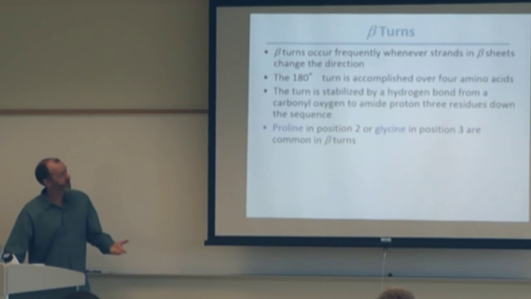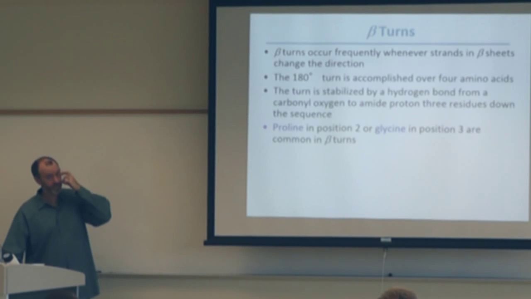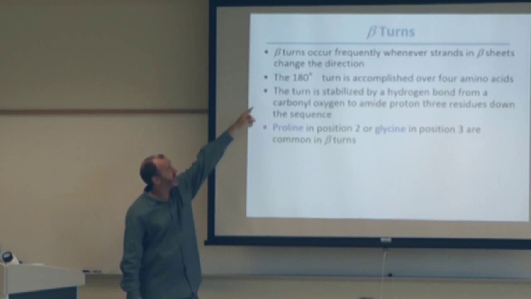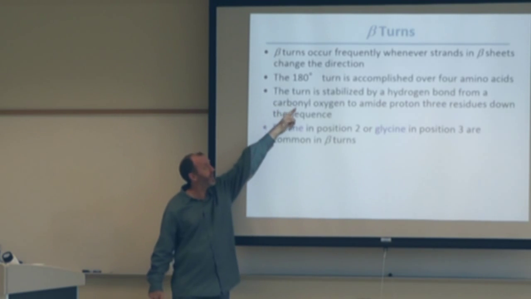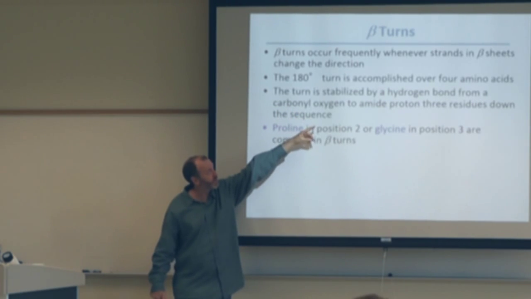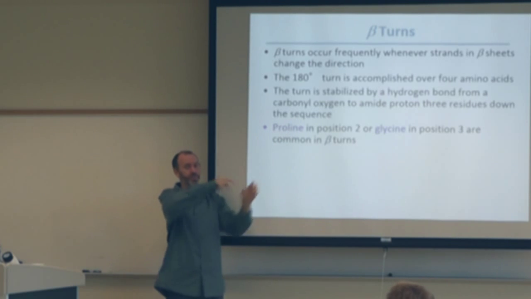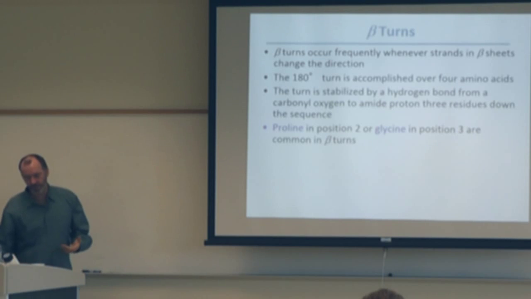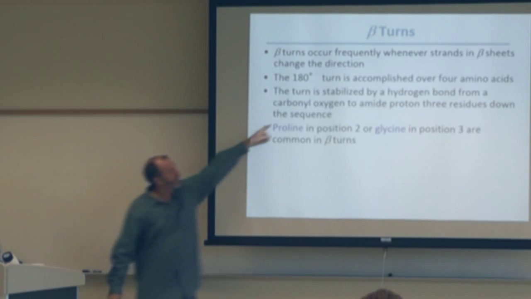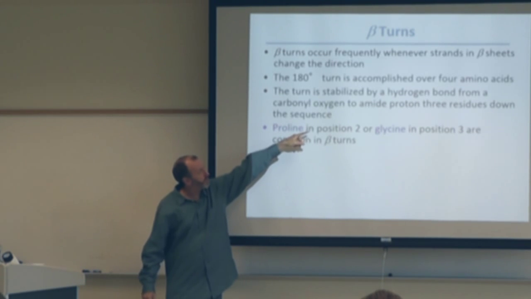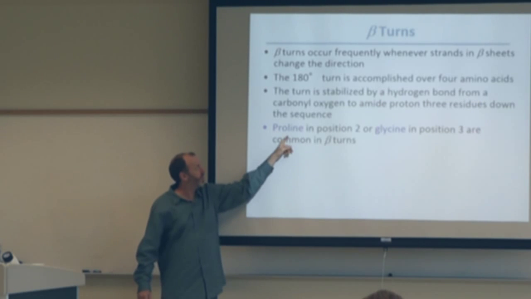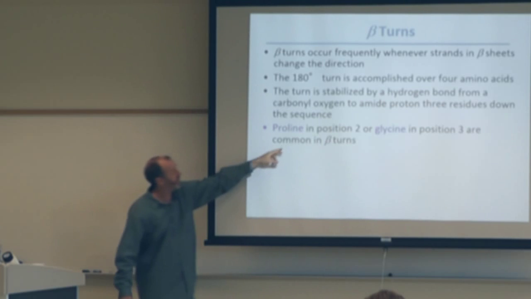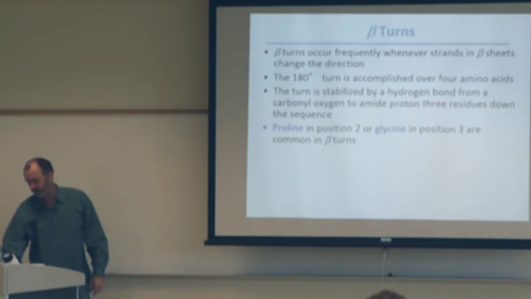We talked about turns. They're referred to as beta turns. Beta turns occur frequently whenever strands in beta sheets change direction. The 180-degree turn is accomplished over 4 amino acids. So it takes 4 amino acids to do that 180-degree turn. And it's stabilized by hydrogen bonds from the carbonyl oxygen to the amide proton, 3 residues down in sequence. Often we'll see a proline in position 2 or a glycine in position 3; these are common in beta turns.